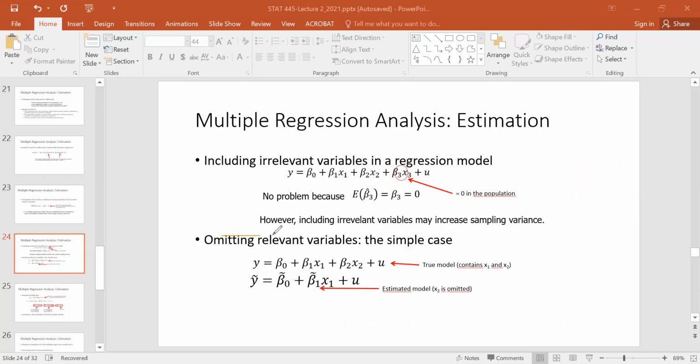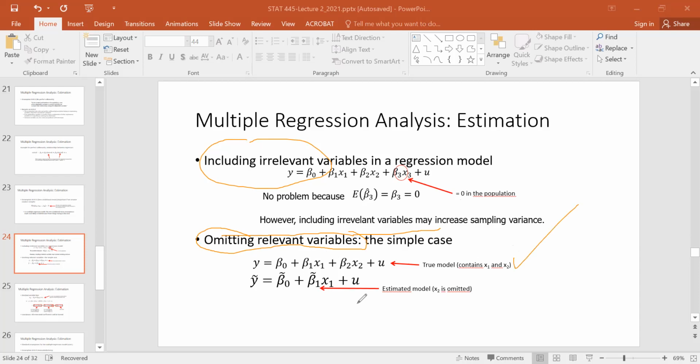What if you omit a relevant variable? What's the consequence? Here, you included something which is irrelevant, something which should not be included. Now, what if something should be included, but you rather left it out? What are the consequences? Let us show the consequence of omitting something which shouldn't be omitted, which should actually be part of the model. This is how we go about it. This model, we call it the true model, assuming that the right thing to do is to have X1 and X2 in the model.